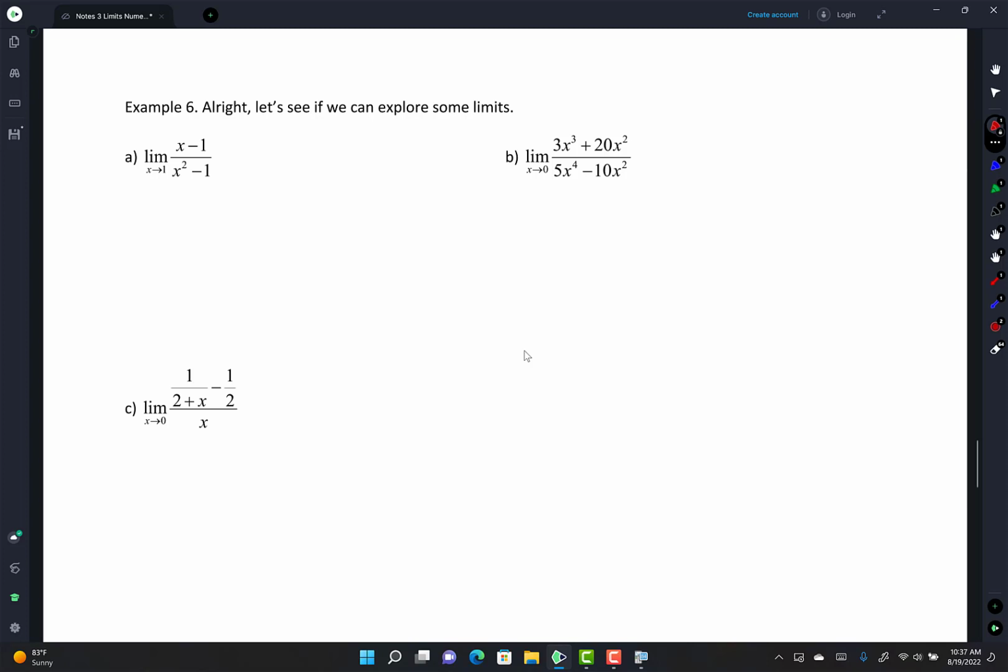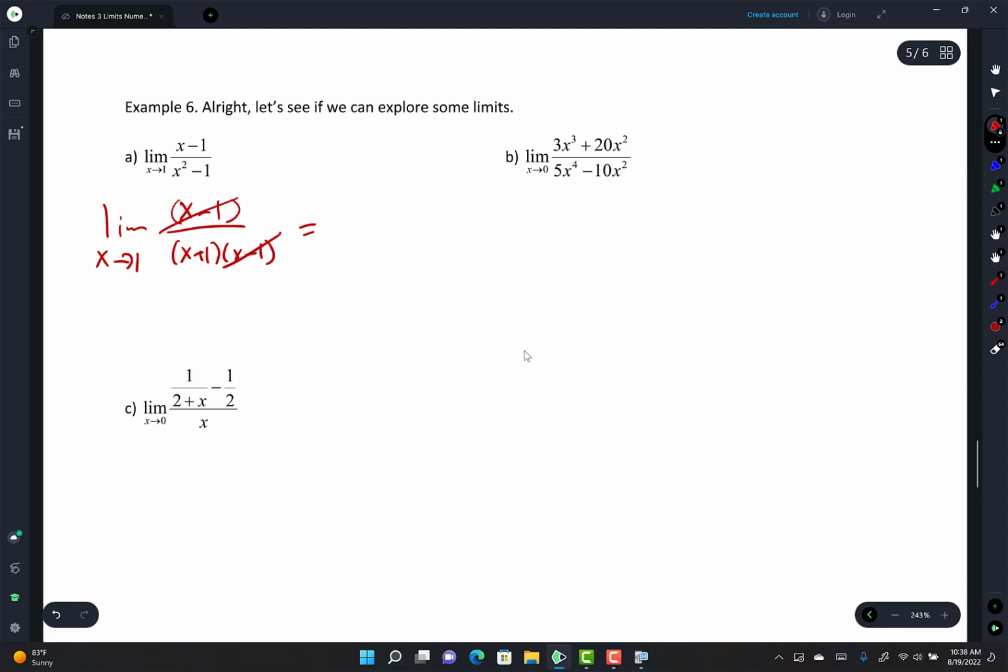All right, so again, letter A, the bottom is the difference of squares. You cannot do direct substitution because you get 0 in the denominator. So here we go. Limit as x approaches 1 of x minus 1 in the numerator, and in the bottom I have x plus 1, x minus 1. The x minus 1's cancel out. I can now do direct substitution. Remember that I have a fraction, so the 1's in the top. 1 plus 1 is 2, so it's a half.